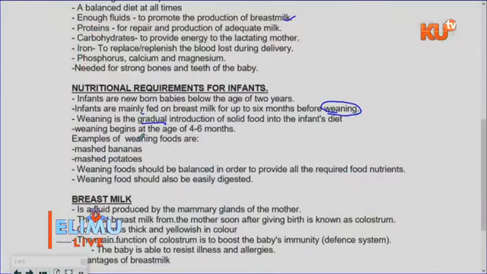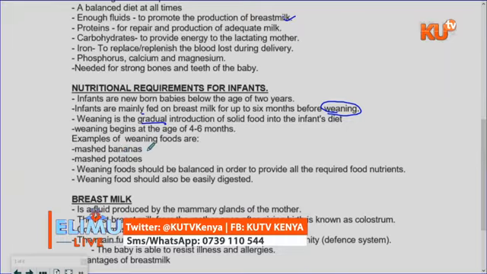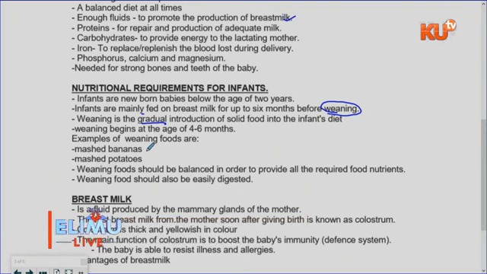So examples of weaning foods, the ones that are introduced, we have got mashed bananas, we have got mashed potatoes. Weaning food should be balanced in order to provide all the required food nutrients. You can see mashed bananas. As I told you, mashed bananas are sources of carbohydrates. If you just give them carbohydrates and you don't give them other nutrients, they'll begin to develop a disease called kwashiorkor, because kwashiorkor affects children that are below 5 years.